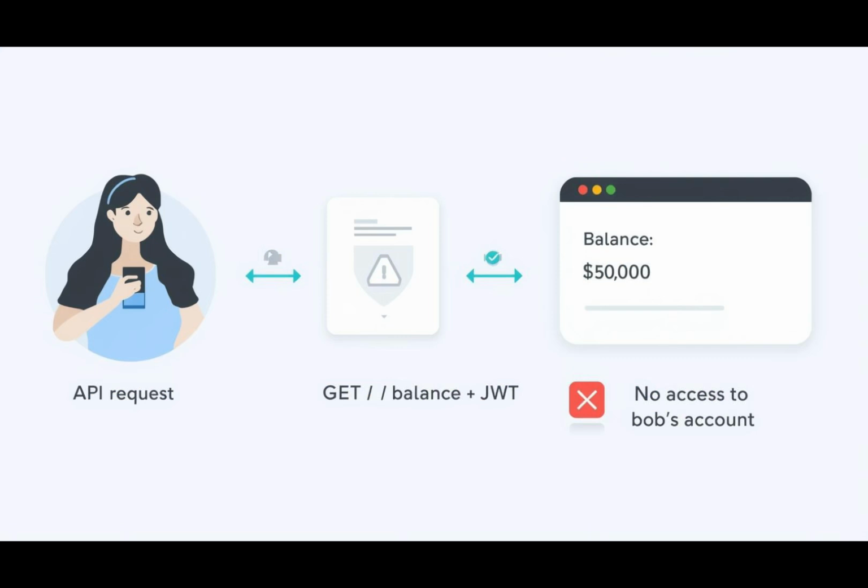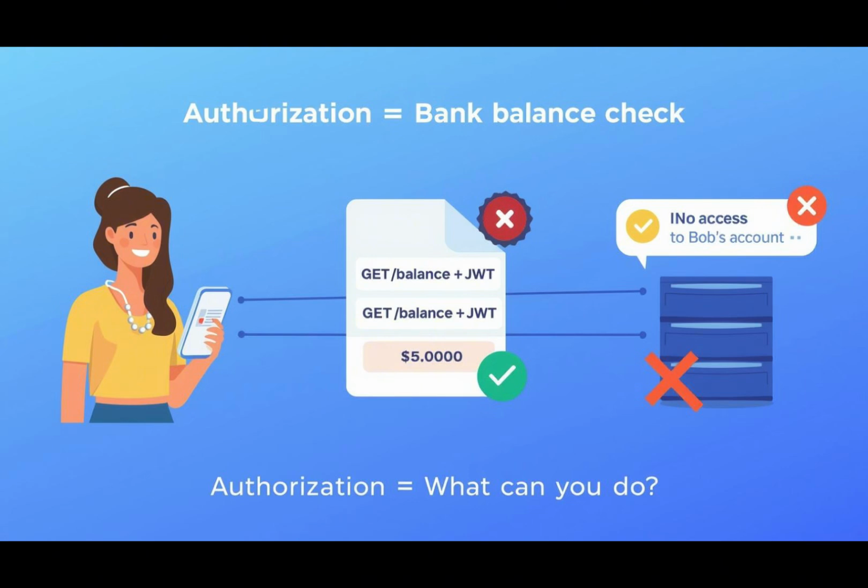From now on, whenever Alice makes a request, the app sends the token along. No password is required anymore. The JWT is enough to prove every request is coming from a verified user. Now let's talk about authorization. If authentication is about proving who you are, authorization is about deciding what you're allowed to do.